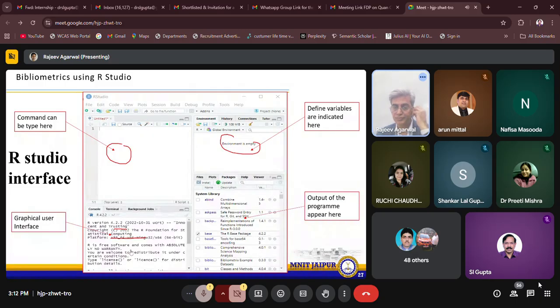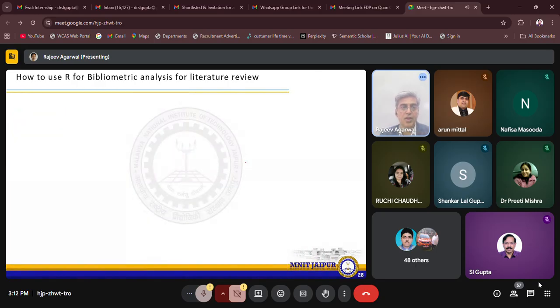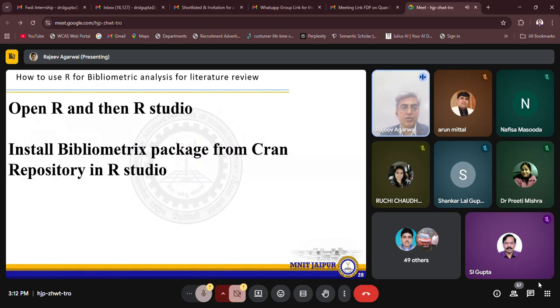So this is the graphical user interface, and these are the various libraries which you need to use. I will be demonstrating how to use these libraries. So again, open R and RStudio, install the bibliometrix package. This is one useful package from the CRAN repository if you want to conduct bibliometric analysis using R. So you have to install it and then load the bibliometrix package.